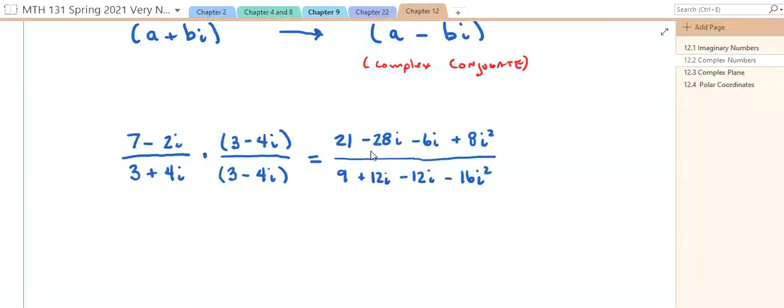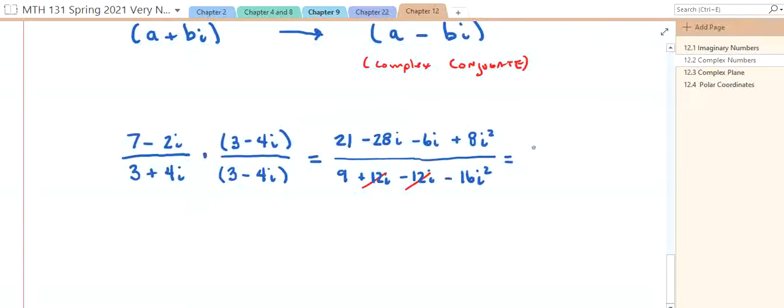When we multiply the numerator, we get 21 minus 28i minus 6i plus 8i squared. And when we multiply the denominator out, we get 9 plus 12i minus 12i minus 16i squared. And look what happens here. The 12i and the minus 12i cancel. So we lose our imaginary components in our denominator, and we're going to have a denominator we can work with. And over here you might say, well, there's still an i over here, but this is an i squared, and we know this is going to turn into minus 1.